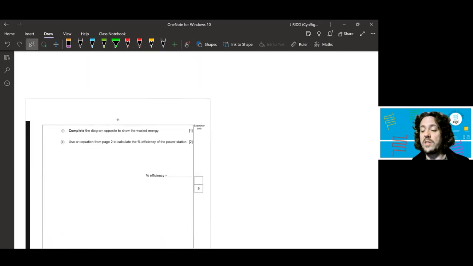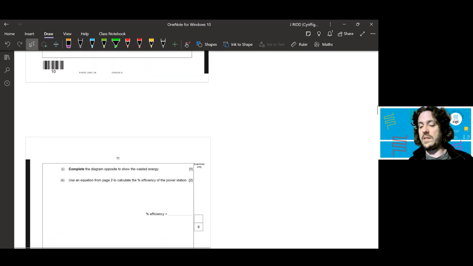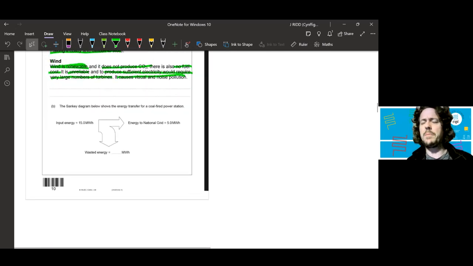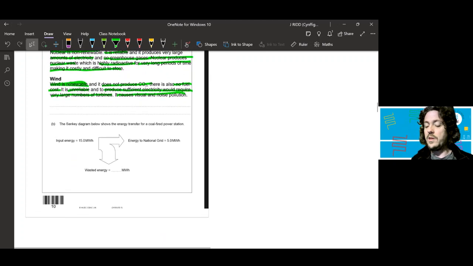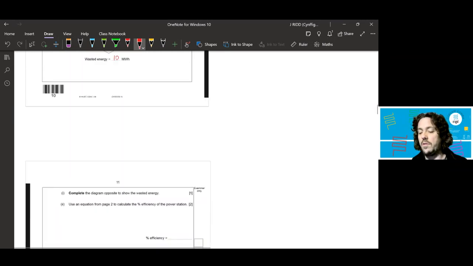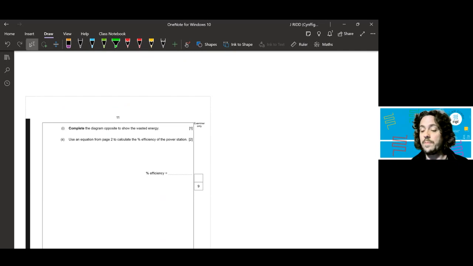And surprise, surprise, the question asks us to complete the diagram opposite to show the wasted energy. It would have been opposite normally in an exam paper. In this case, it is above. So we got 15 going in. We got 5 converted to useful energy. So that means we must have been wasting 10 megawatt hours of energy as heat and sound.